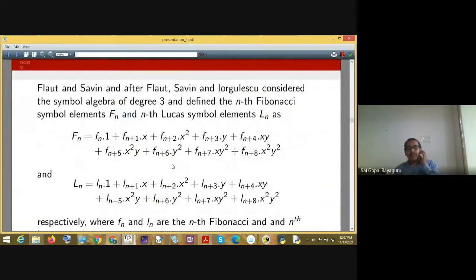So next I come to symbol elements. Flaut and Shpakivskyi, in one paper I have not cited, and after that again Flaut, Shpakivskyi and a third author, considered the symbol algebra of degree 2. Up to 2 it is the quaternion algebra, so this coincides. So next is degree 3. They studied degree 3 symbol elements with the Fibonacci and Lucas numbers. So they defined Fn as fn into 1, fn plus 1 into x, fn plus 2 into x square, and so on up to fn plus 8 into x square y square.